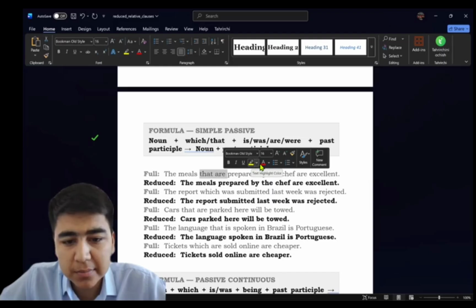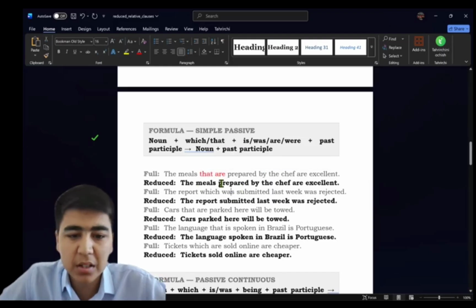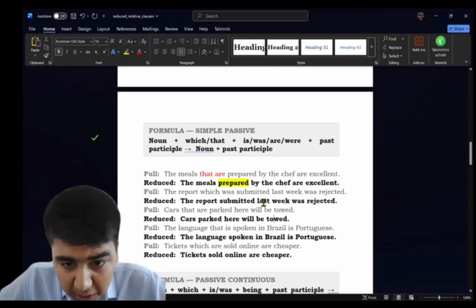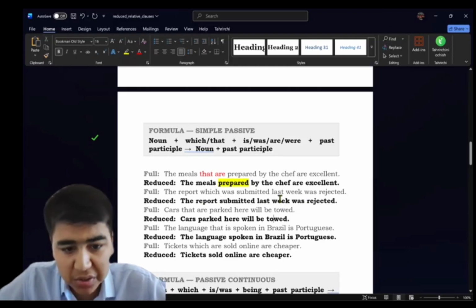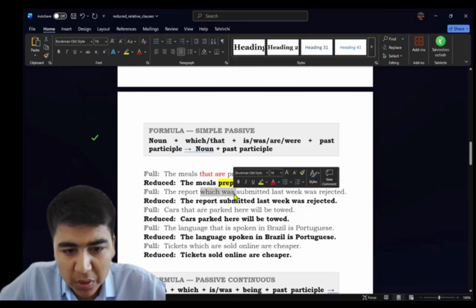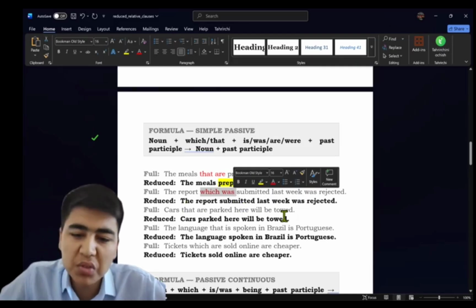Clear? And we can make it the meals prepared. Or next example, the report which was submitted last week was rejected. The report, we will delete this part, I mean, relative pronouns and to be here. And the report submitted last week was rejected.